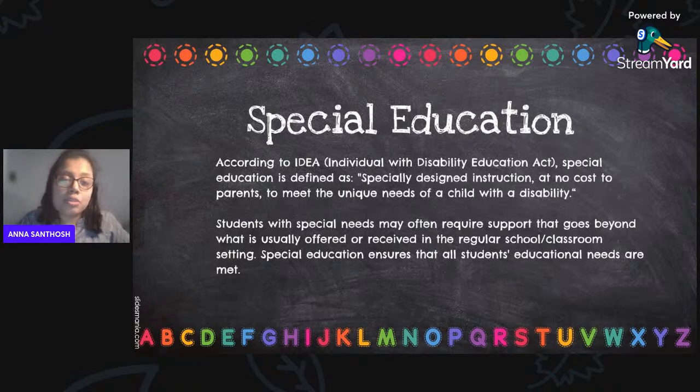It gives you an outlook on the education of children with special needs. Students with special needs may often request support that goes beyond what is usually offered or received in regular classroom settings. As we all know, in every school, at least one or two students could be found who need special attention or special education services. The duty of a special educator is to offer additional special training to those children who have some disabilities or some additional educational needs to cater to.